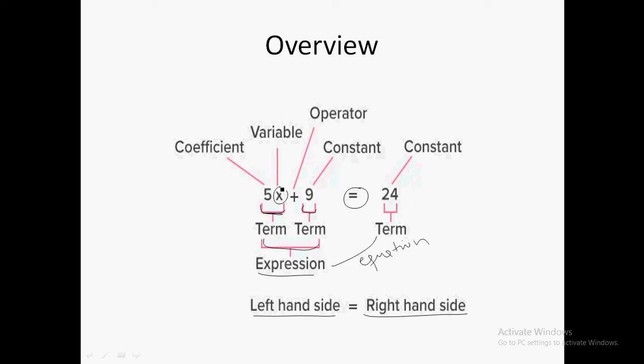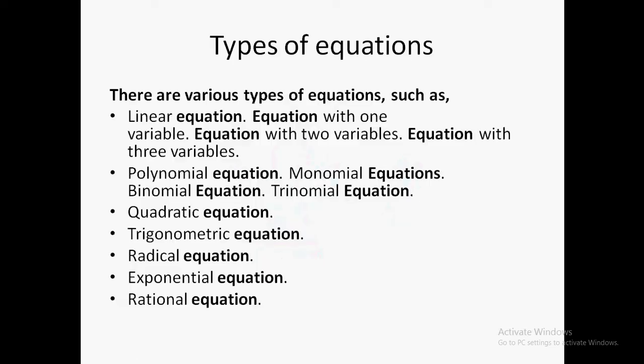This is the variable x, and this 5 is the coefficient. Constant, another constant. The operator can be minus, can be plus, can be times, can be divided by. Those are called operations. So this is an operator. This is another constant. Equal sign is equality. What makes the equality of the two terms or two expressions? This is the overview of the equation, right?